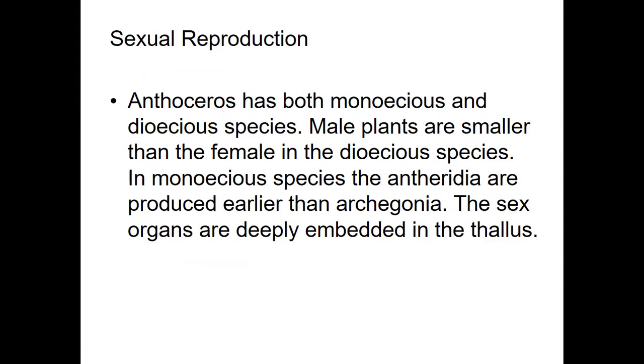We can see the male thallus is quite different from the female thallus. In Anthoceros, in the dioecious condition, the male thallus is smaller when compared to the female. Another important point: in the monoecious condition, antheridia are produced earlier when compared to the archegonia. Both sexual organs develop in the same thallus, first the antheridia and later the archegonia. In this monoecious condition also, the sexual organs are deeply seated, developing internally inside the thalloid plant body.